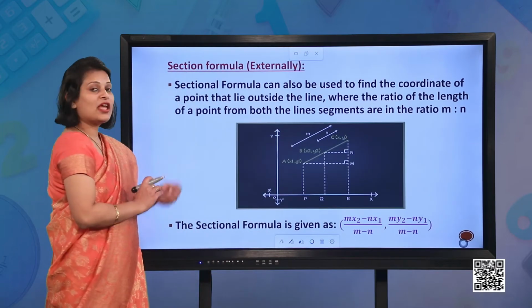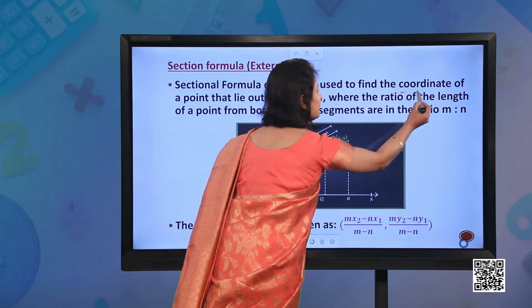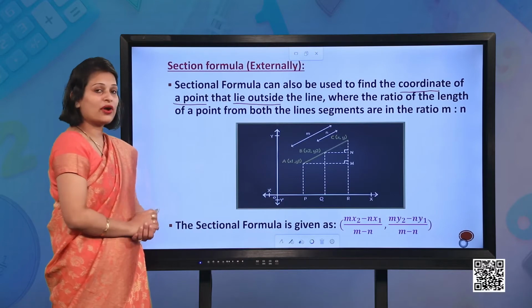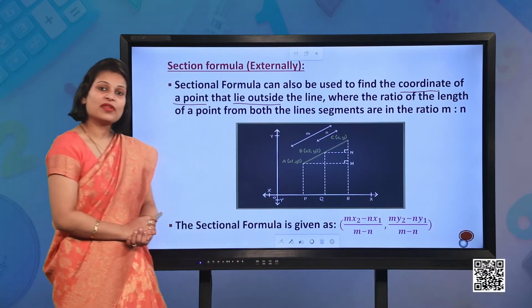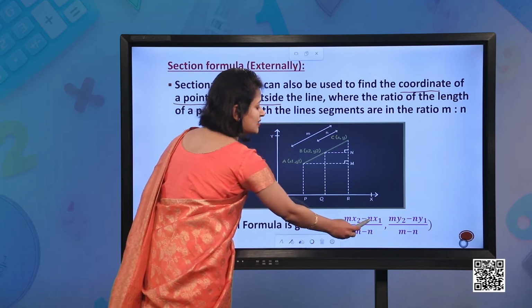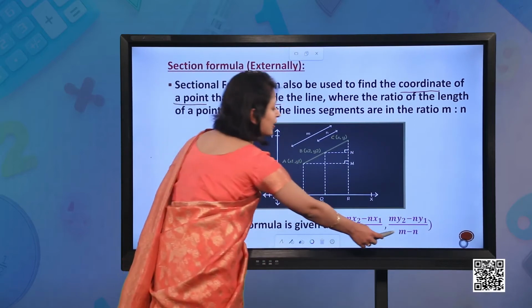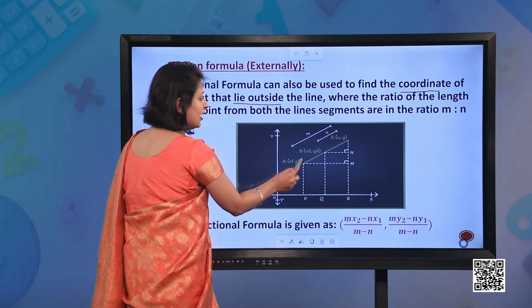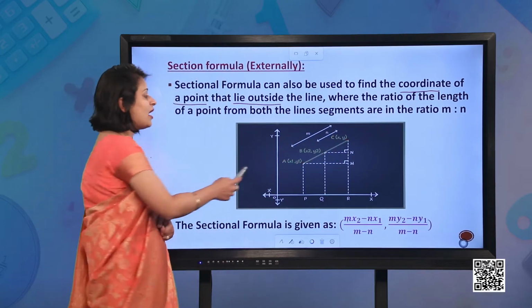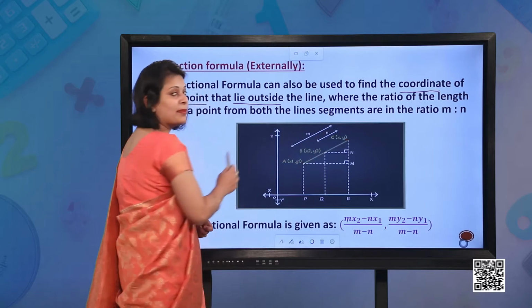Now, since we have used the section formula for internal division, the section formula can also be used to find the coordinates of a point that lies outside the line segment, where the ratio of its distances from both the endpoints is m:n. The section formula is given by (mx2 minus nx1) upon (m minus n) and (my2 minus ny1) upon (m minus n). As you can see, this is point A, this is point B and this is point C. We need to find the coordinates of point C, where A is (x1, y1) and B is (x2, y2), divided by the point C in the ratio m:n.